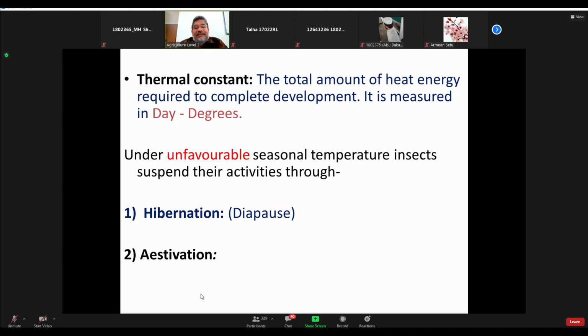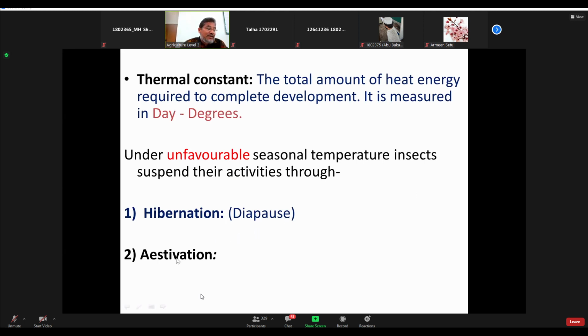They are passing the hard time without any activities, hiding somewhere. But when the temperature rises in the month of March or by the end of February, their metabolic activity will start again and they will come out from the diapause. So this is happening in the insect's life. With unfavorable seasonal temperatures, insects can suspend their activities.